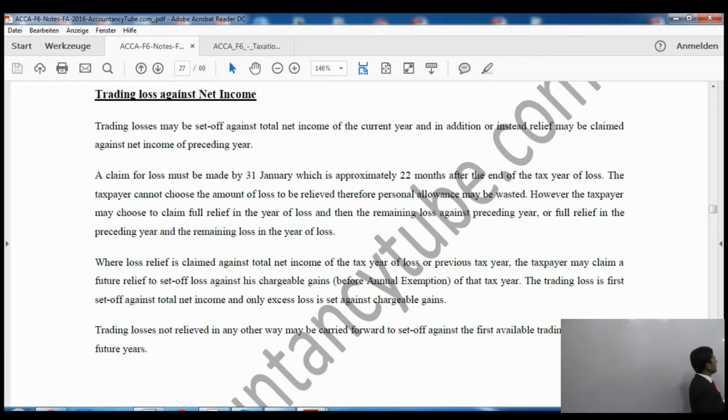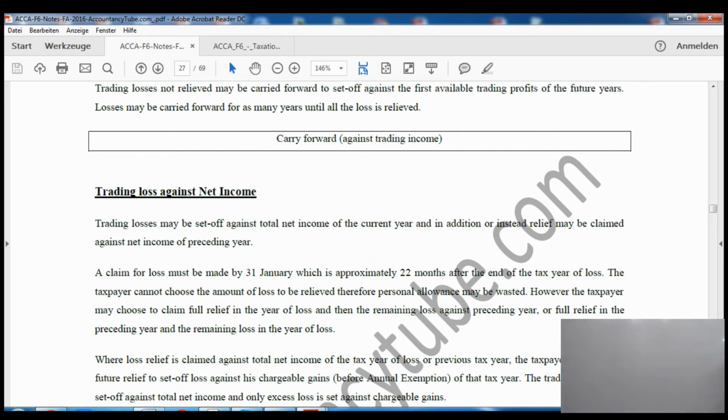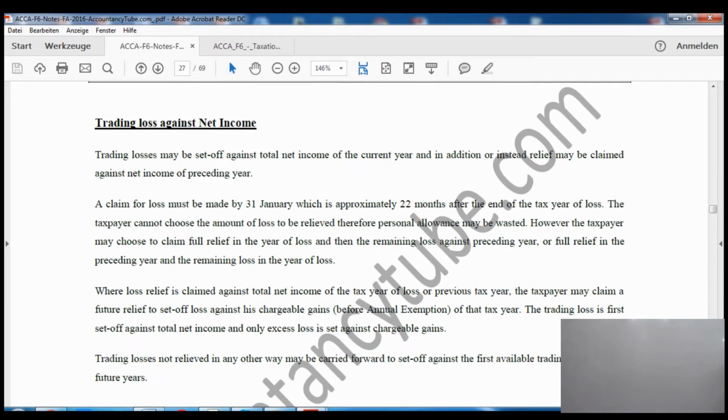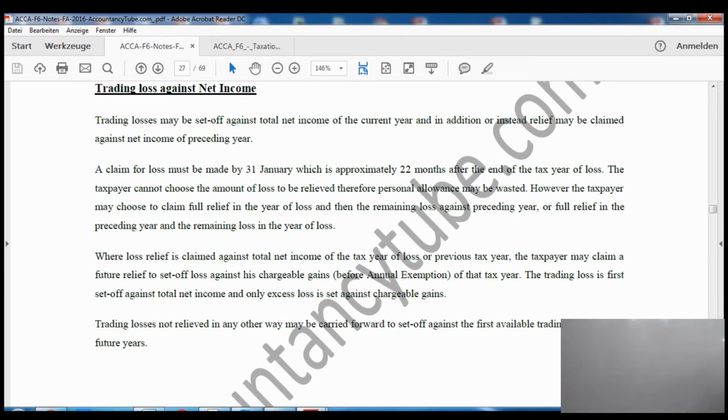Right now, as you can see on your screen, the next type of loss is trading loss relief against net income. Now, the earlier one which we have seen, the first one, was the carry forward loss relief. When we carry forward, we can only set off against the trading profits of the future years, right? As you can see, carry forward against trading income. So we can only set off against trading income of the future years.